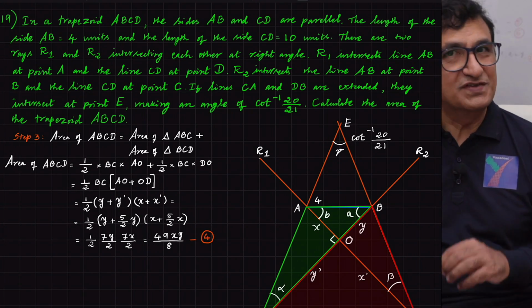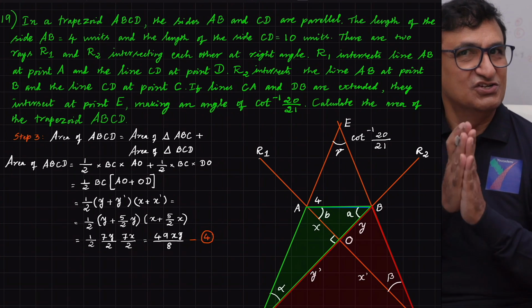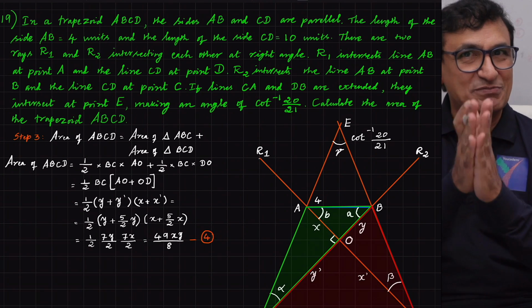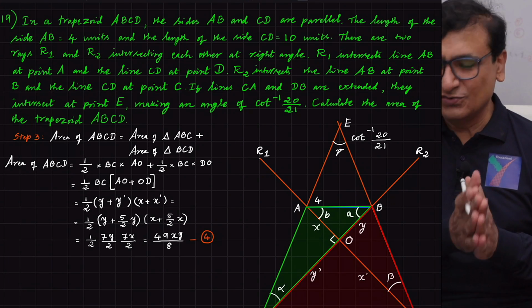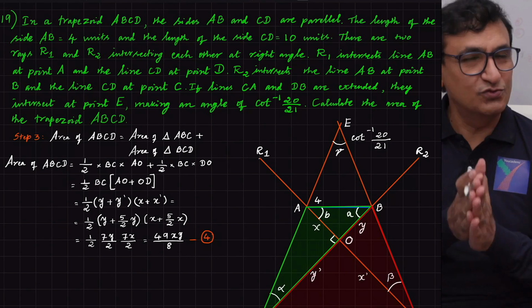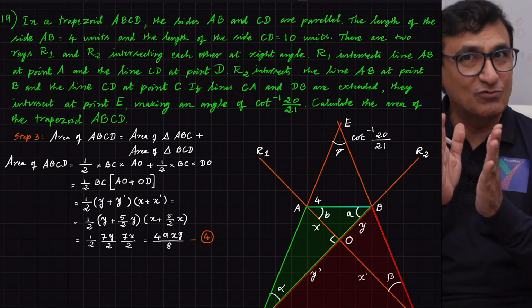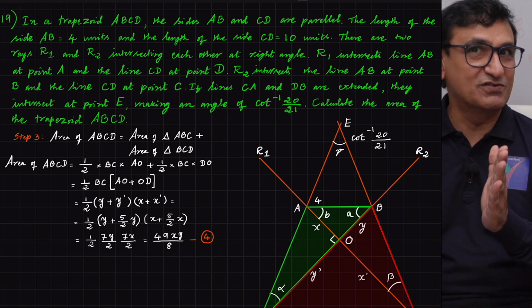Okay, now we just have to calculate xy to calculate the area of the trapezium ABCD. Cool, isn't it? So to calculate xy, we are going to proceed to step 4, and I am going to use the tan A plus B formula.